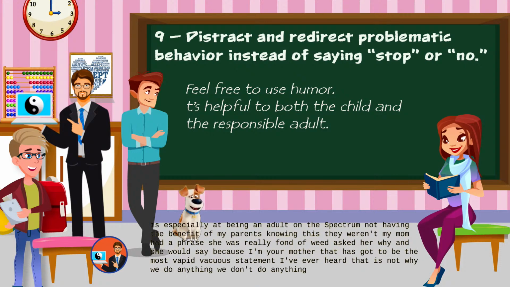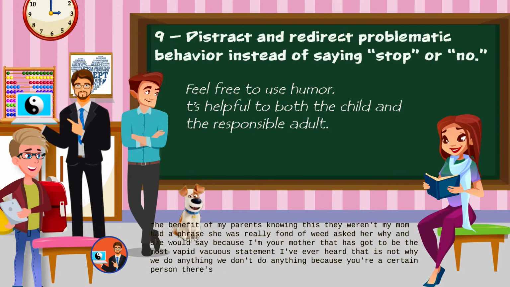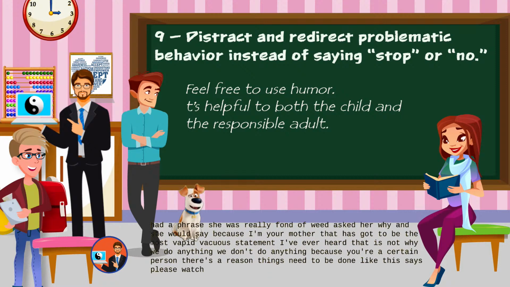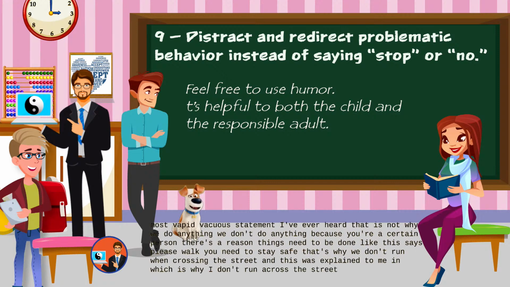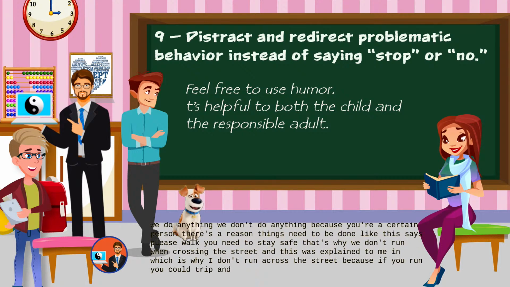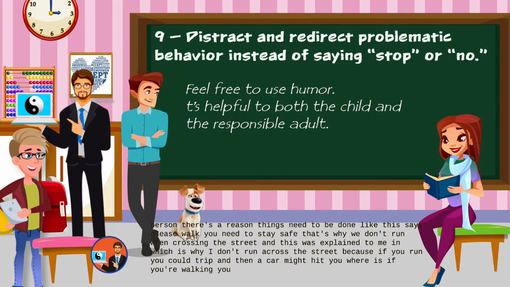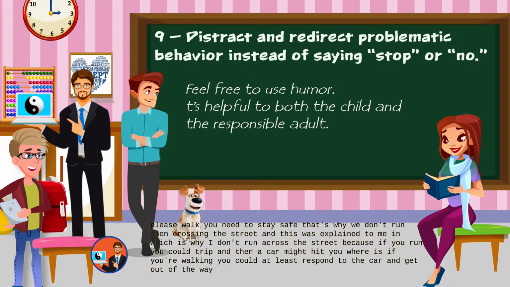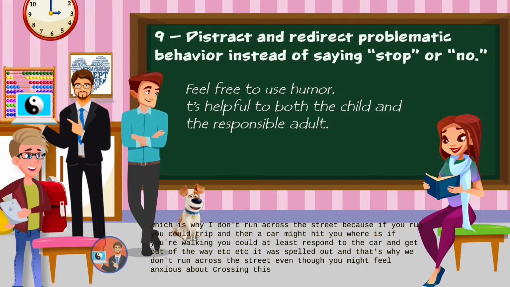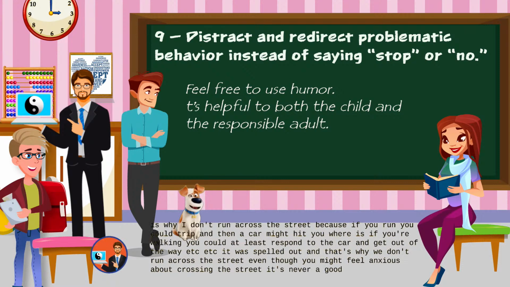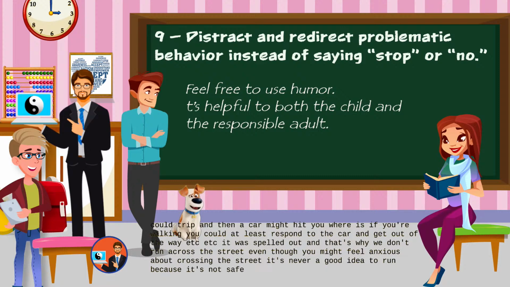We don't do anything because you're a certain person. There's a reason things need to be done. Like this says, please walk, you need to stay safe. That's why we don't run when crossing the street. And this was explained to me, which is why I don't run across the street. Because if you run, you could trip, and then a car might hit you. Whereas if you're walking, you can at least respond to the car and get out of the way, etc., etc. It was spelled out, and that's why we don't run across the street. Even though you might feel anxious about crossing the street, it's never a good idea to run because it's not safe.